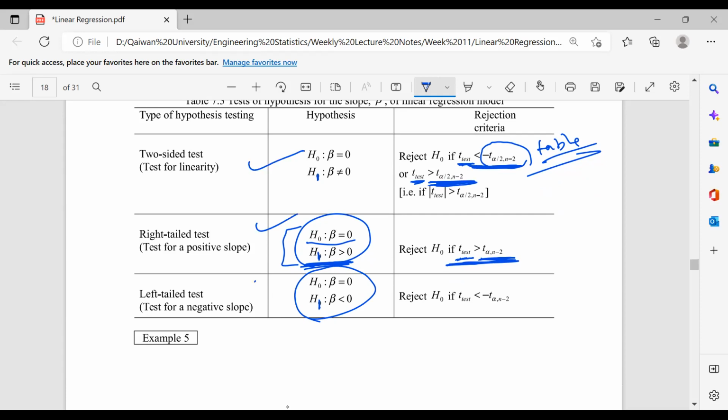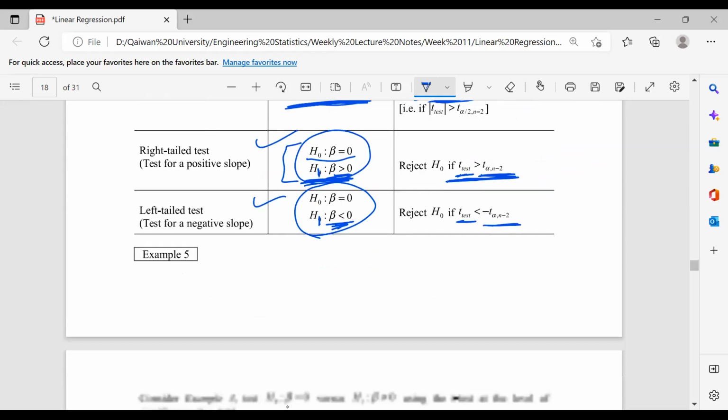We have only these three cases: case 1, case 2, case 3. H1 decides which case should be used. If H1 is beta doesn't equal 0, that's one case; here beta is greater than 0, and here beta is less than 0. We say if the t-test is less than minus t of alpha and n minus 2, in this case we reject H0.